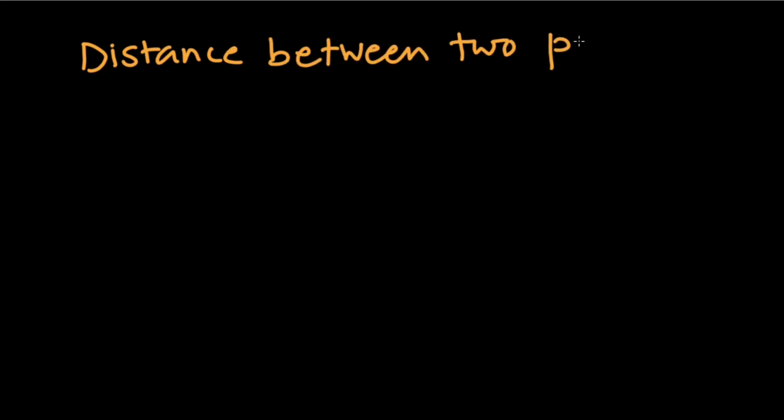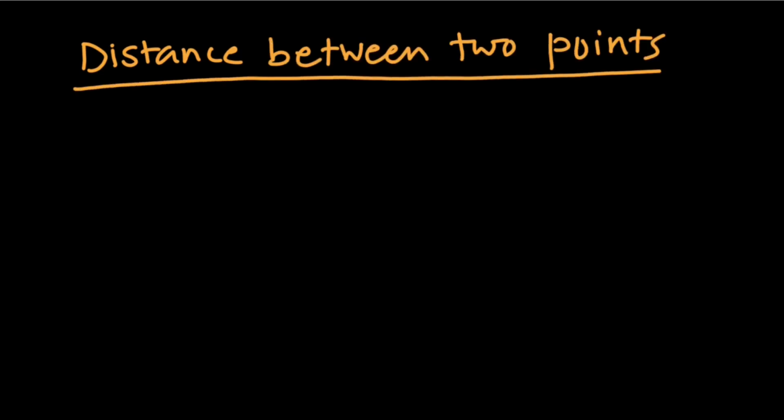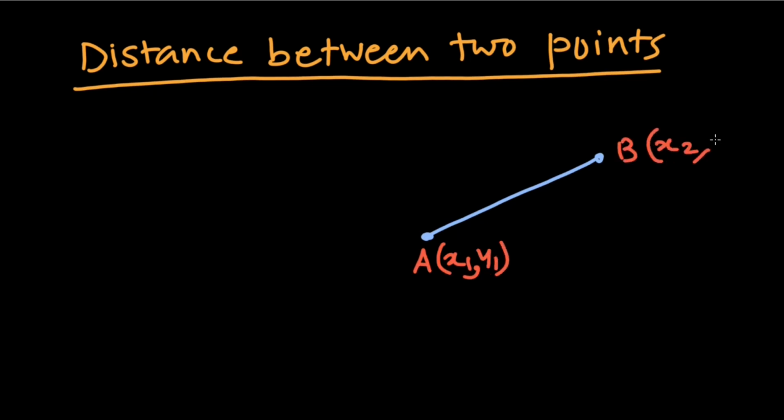Let us understand how to find distance between two points on a coordinate system. Suppose there are 2 points, point A whose coordinates are x1, y1 and point B whose coordinates are x2, y2. We have to find distance between these 2 points A and B.